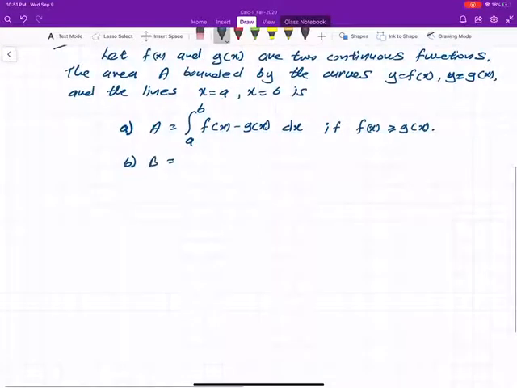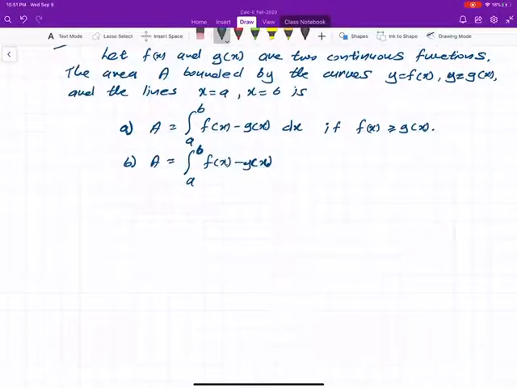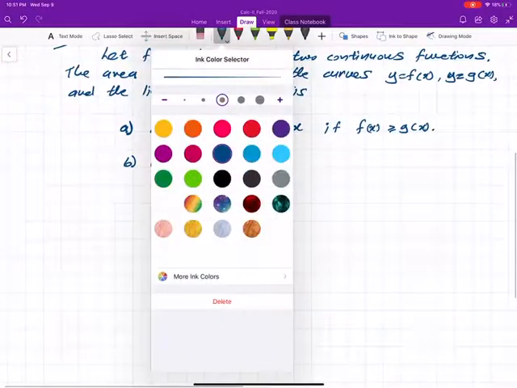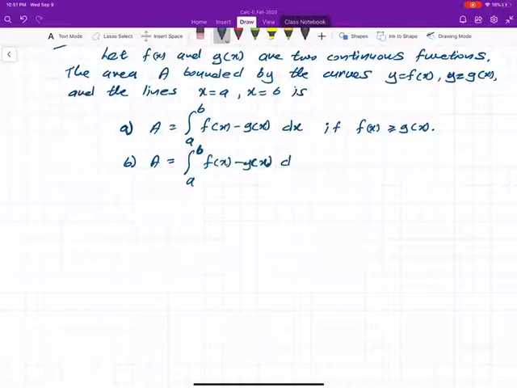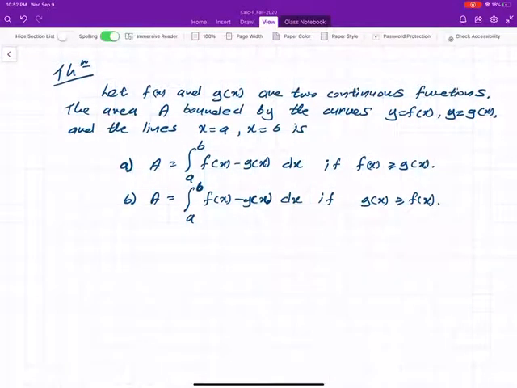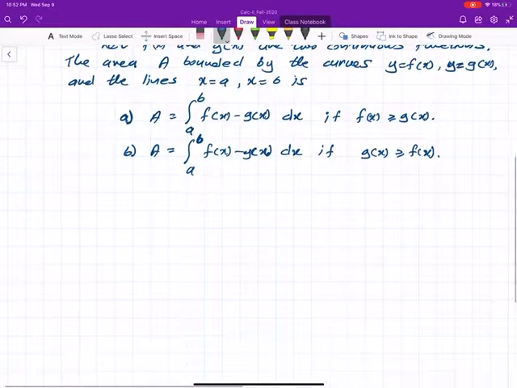Part B says A equals the integration from a to b of f of x minus g of x dx, if g of x is greater than or equal to f of x. Okay, so this is the theorem. Let me explain this a little bit. Let me explain the first case first.